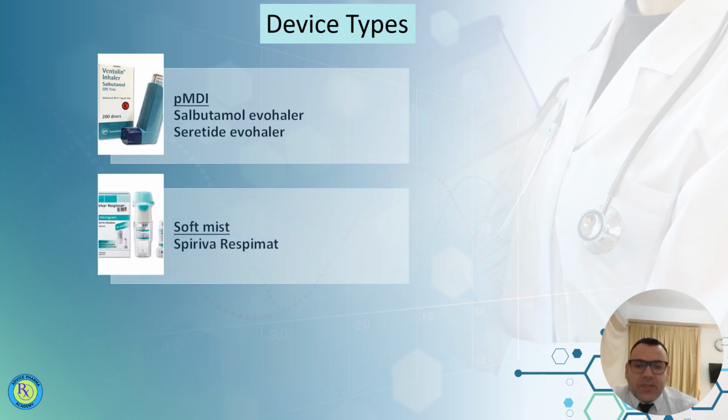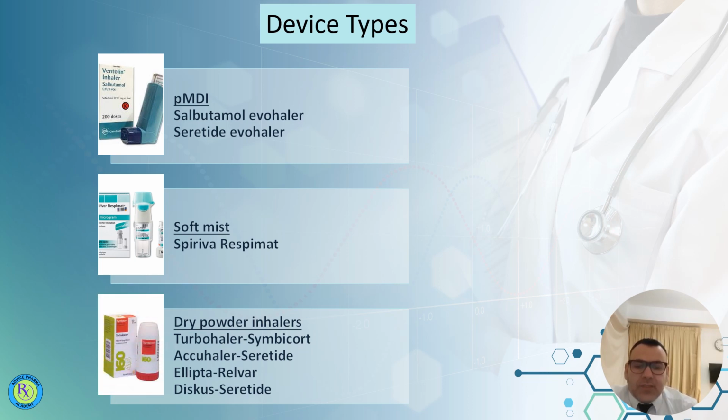The second type is soft mist, like Spiriva Respimat. This type does not produce a mist like air mixed with some mist, and usually you twist the base of the device, then pressing the blue button will release the medication.